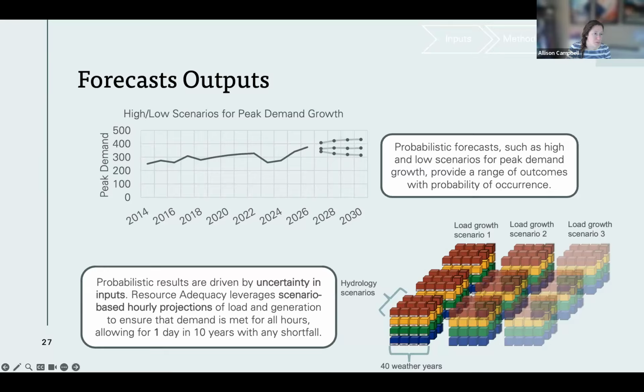So probabilistic results are driven by uncertainty in the inputs. If we don't know what the inputs are going to be, then we want to permute the inputs in a way that we think is reasonable. So resource adequacy, I mentioned, leverages scenario-based hourly projections of load and generation to ensure that demand is met for all hours, allowing for typically a 1 day in 10 years with any shortfall.